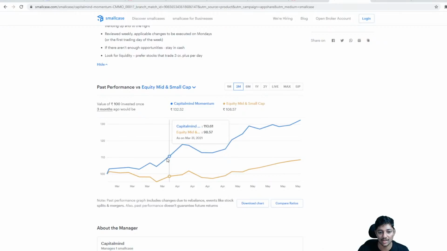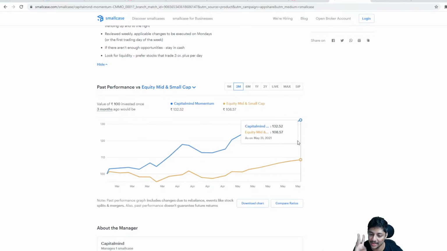let's assume March 31st, it was at 110. Now it is at 132. So overall, I've made 22% in 2 months. Now, if you look at it from a 3 months perspective, it has given 32% return. What I have been observing in the last 2 months that I've been invested in CapitalMind is that they're giving approximately 10% per month.